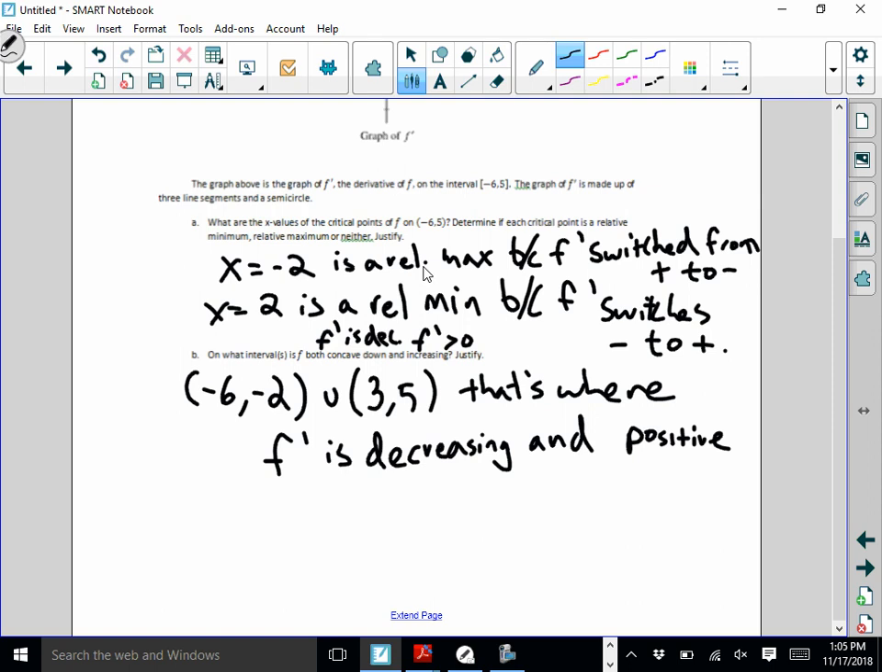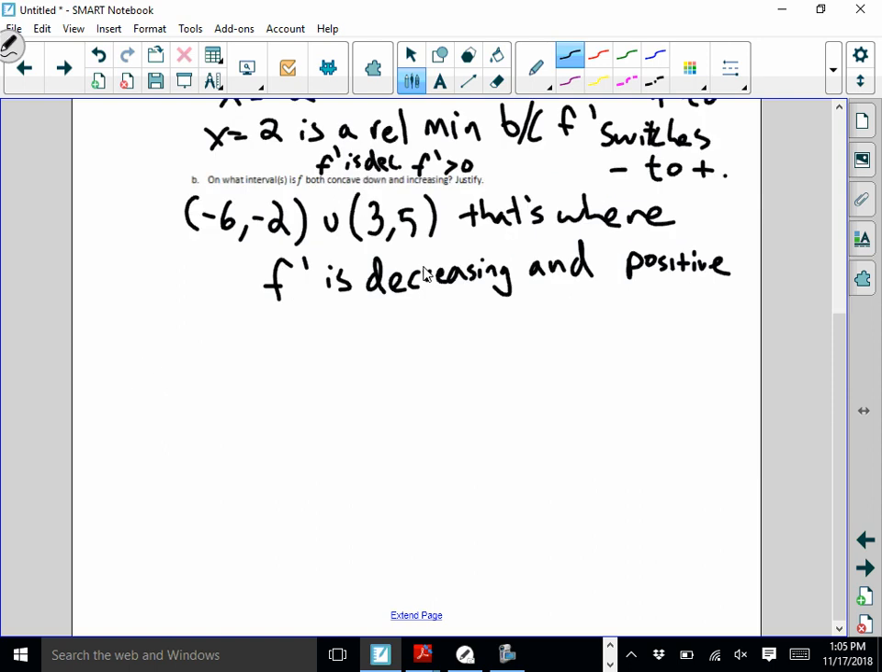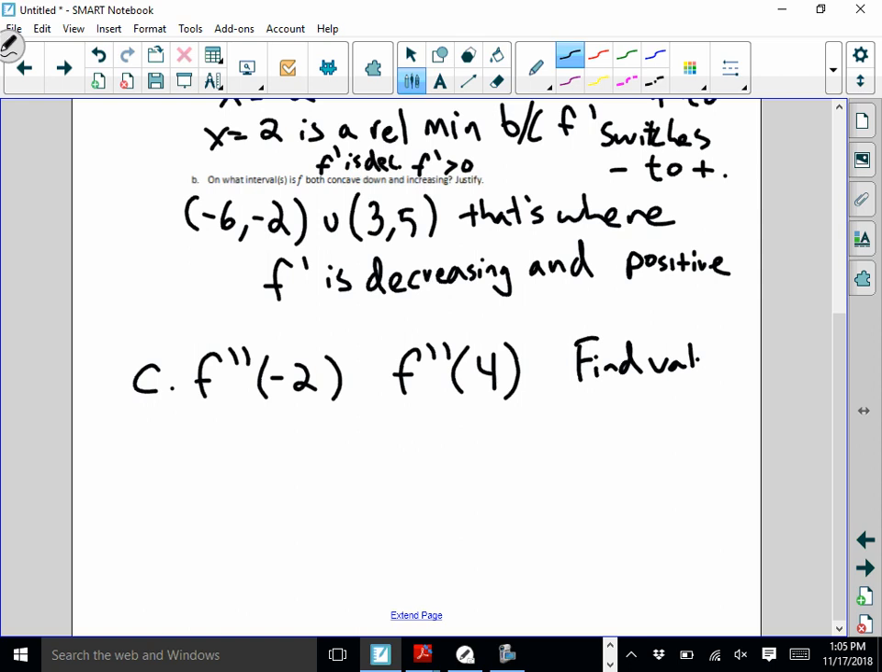Next question got cut off, so I'll write it. C is for f double prime of -2, f double prime of 4. I want to find the value or state why it does not exist. Okay, now this is tough because they just asked about f double prime, but we don't have an f double prime graph, we have an f prime graph.